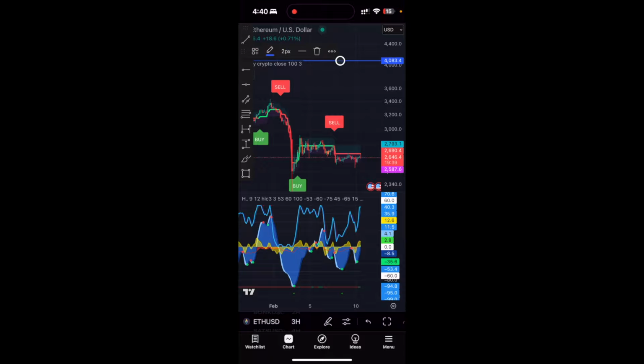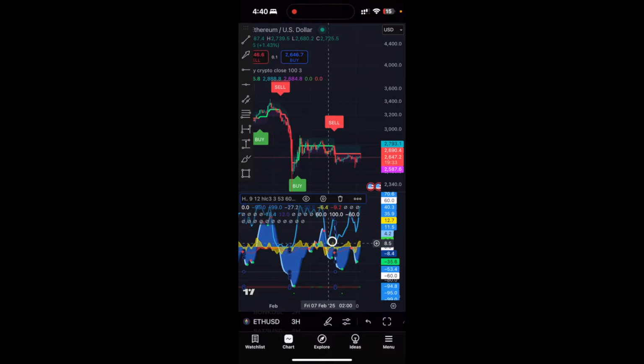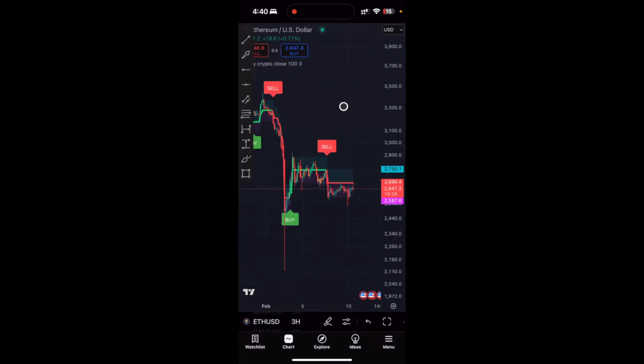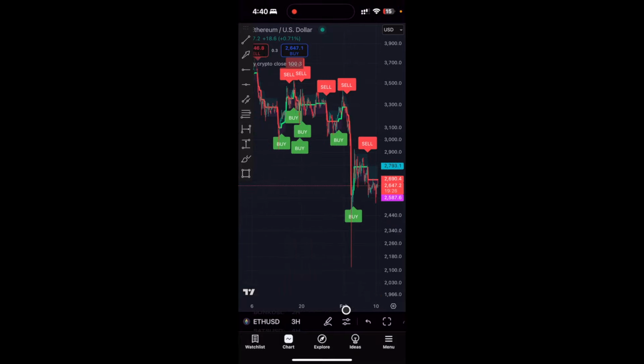So let me just clean this up so that we can get right into it. I'm also going to remove this indicator because this is for futures trading, but you can also use this indicator for spot trading as well. But for now, let's remove it so that we can have a clean chart. You know what I mean?